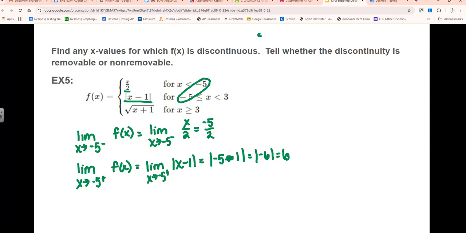Okay? Is my function continuous there? It is not, because I've got a jump in the graph, right? From our left side, we're approaching -5 halves. From the right side, we're approaching positive 6. Those two do not meet up. So if you don't get the same number there, then you're going to have a discontinuity. So we have a non-removable discontinuity, specifically a jump, at x equals -5.